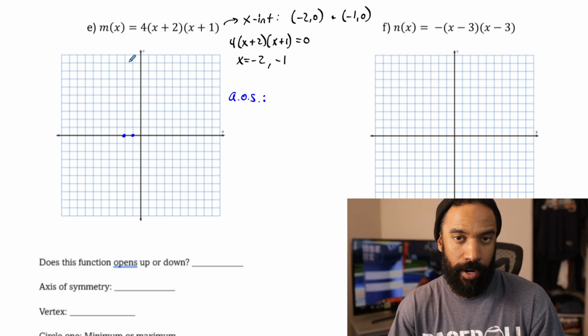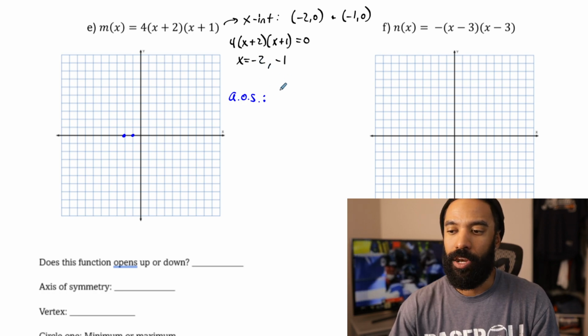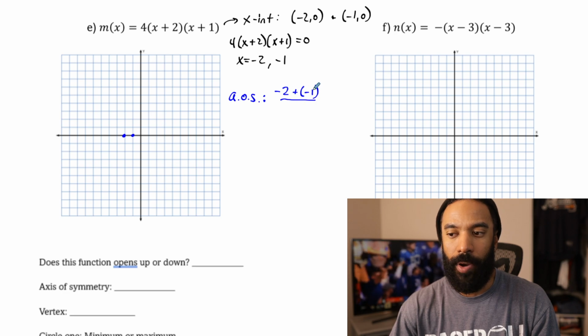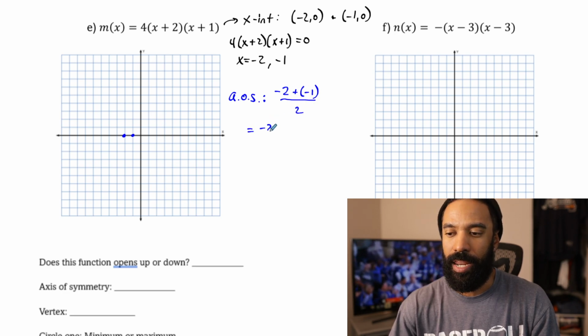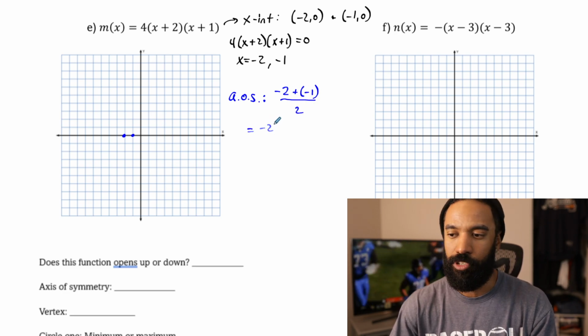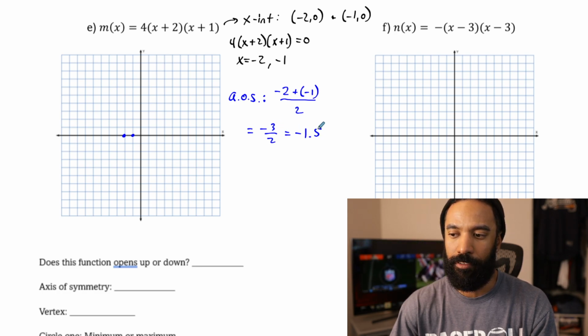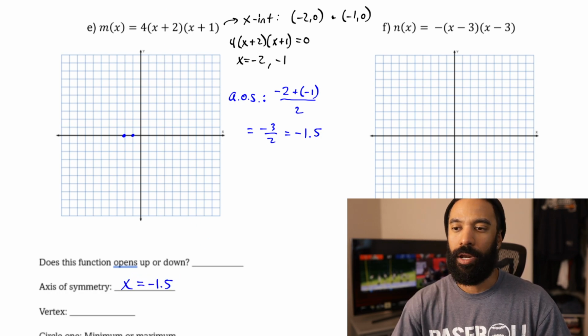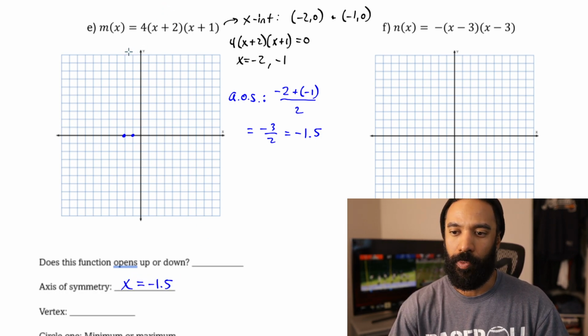That's negative 1.5, negative 1.5. In order to do that mathematically, we would average your two x-intercept values. You get negative 2 minus 1 is negative 3, and negative 3 over 2 is negative 1.5. So the axis of symmetry is x equals negative 1.5, exactly halfway in between these two.